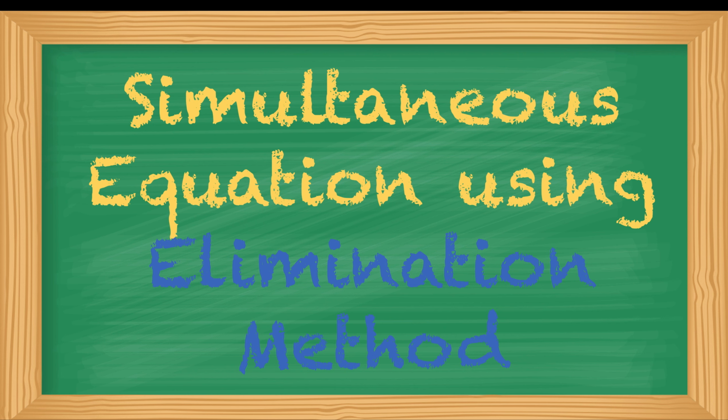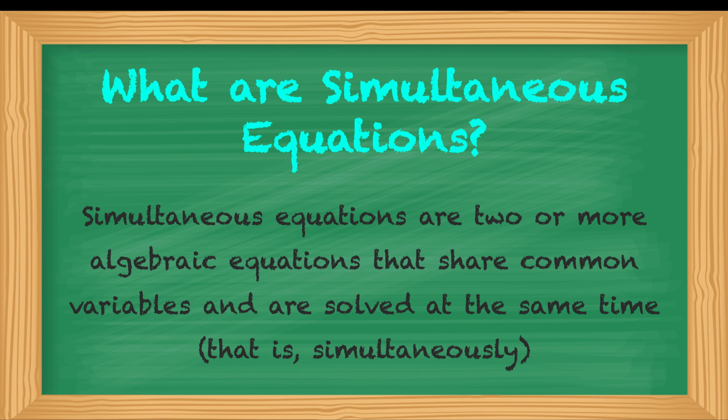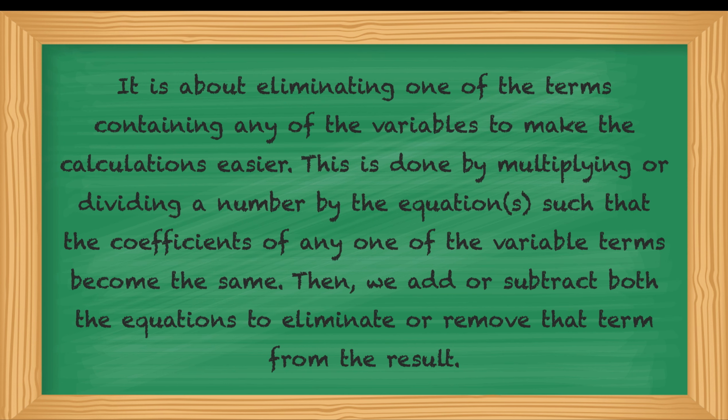Now for this video, we'll be looking at simultaneous equations using the elimination method. Simultaneous equations are two or more algebraic equations that share common variables and are solved at the same time, that is, simultaneously. Now for the elimination method, it is about eliminating one of the terms containing any of the variables to make the calculations easier.